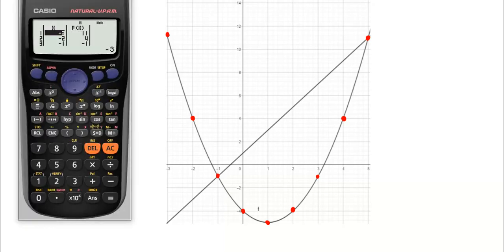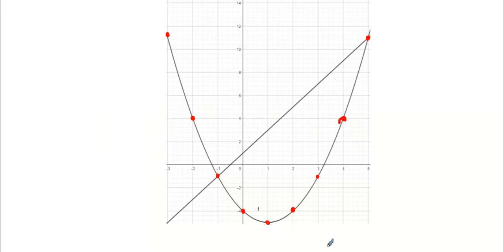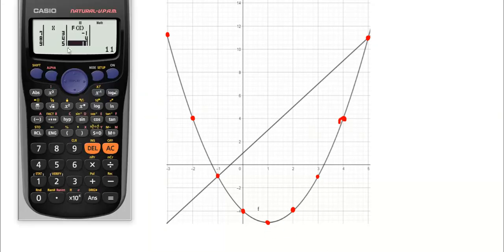Okay, so you can see that all my points match up to this U-shaped function. You see all the points are the same as the ones here. See 4, 4 is there, that's 4, 4. Okay, then you see the last one's 5, 11, and that one up there is 5, 11.